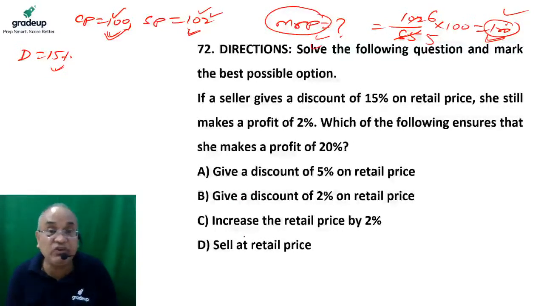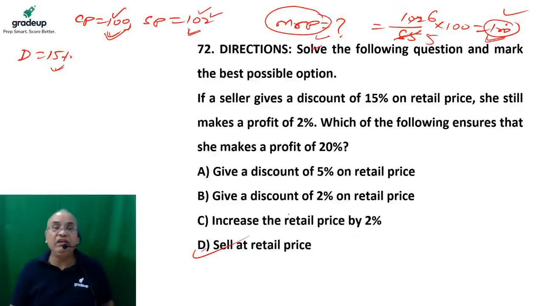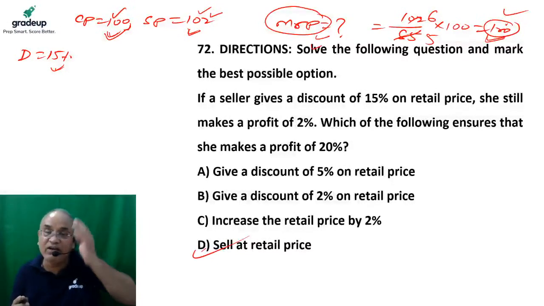Then she has to sell it at the retail price. Then the right answer is D. Are you getting my point? I think it is right. Deepika is saying absolutely right. Yes, Swamik is saying absolutely right. Yes, very good.